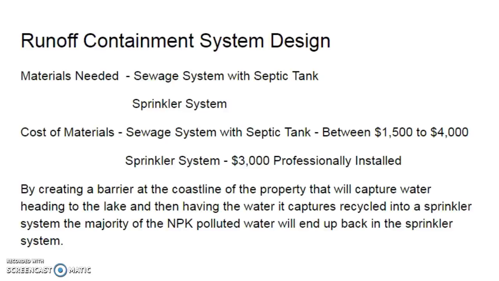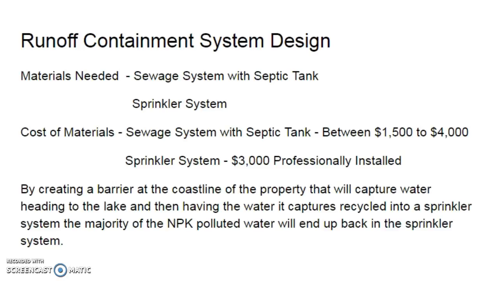So my idea to decrease the amount of NPK in the lake is to create a basic sewage system that will run off into a sprinkler system. The materials I need are a basic sewage system with a septic tank and an underground sprinkler system. The costs for the sewage system and septic tank are around $1,500 to $4,000.